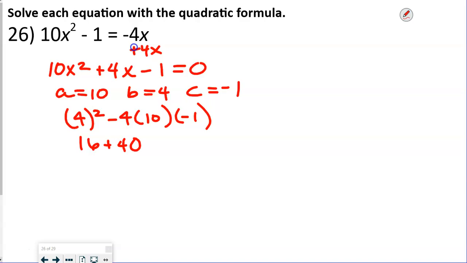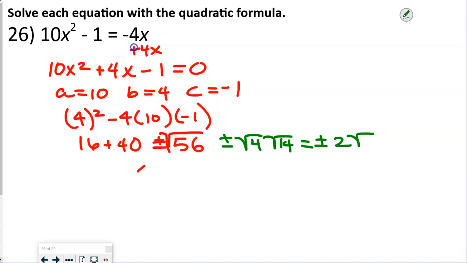Pretty sure that's right. 16 plus 40, that's 56, right, y'all? So this is going to be irrational. I know that for sure, because that's not a perfect square, right? But let's go ahead and simplify this. So plus or minus, do we have a perfect square that's a factor of 56? Let's see. What about 4? Square root of 4 times square root of 14. There we go. So this can be simplified to plus or minus 2 square root of 14, right?